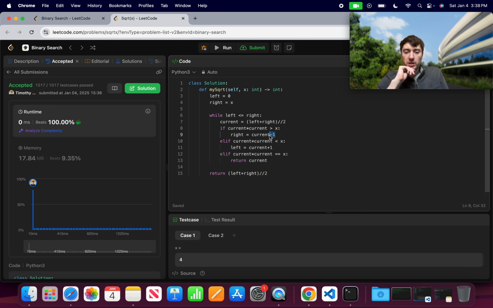So then we do the same thing over again. I come up here. 0 plus 4 divided by 2 is going to equal 2 here. So current is 2. Now 2 times 2 is 4, and that is not greater than 10. So it's less than 10. So now left is current, which we said is 2, plus 1, so 3.